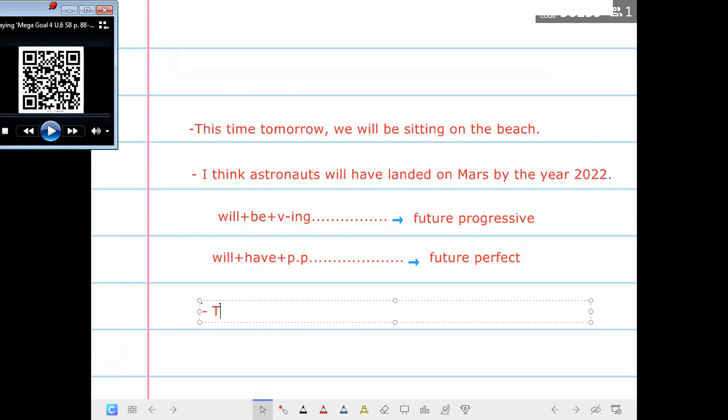This time tomorrow, we won't be sitting on the beach. Excellent. Here, won't is the abbreviation or the short form of will not.